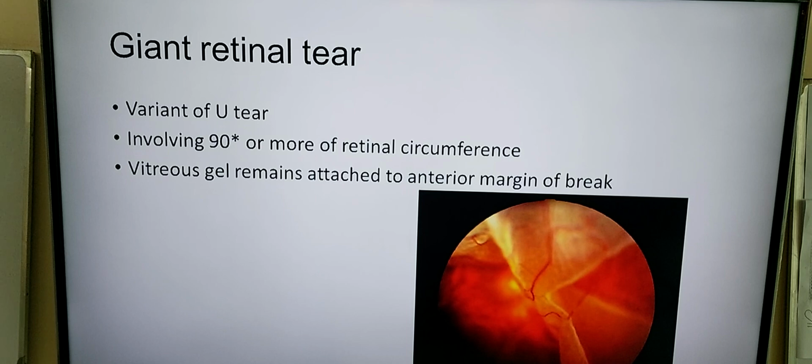Giant retinal tear. A giant retinal tear is a variant of U tear and it involves 90 degrees or more of the retinal circumference. The vitreous gel remains attached to the anterior margin of the break.